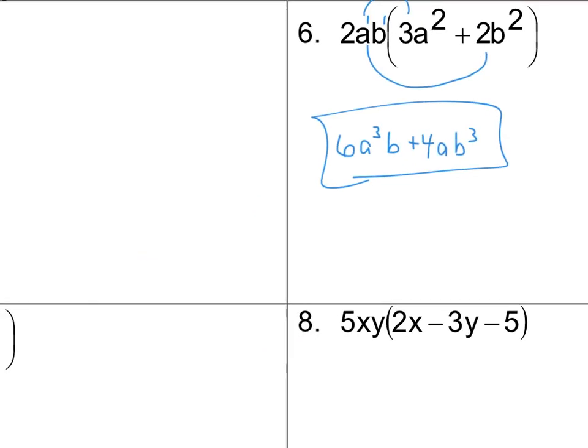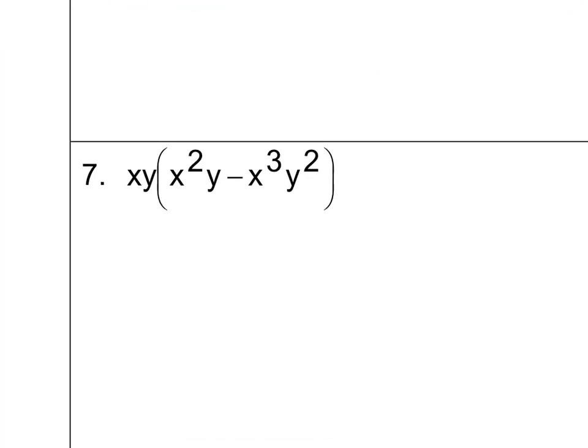All right, let's look down here. The same thing happens here. Remember, those are both to the 1st. X times x squared, x to the 3rd. Y times y to the 1st, y squared. X to the 1st times x to the 3rd, minus x to the 4th. And then the last one, y to the 1st times y squared, y to the 3rd.